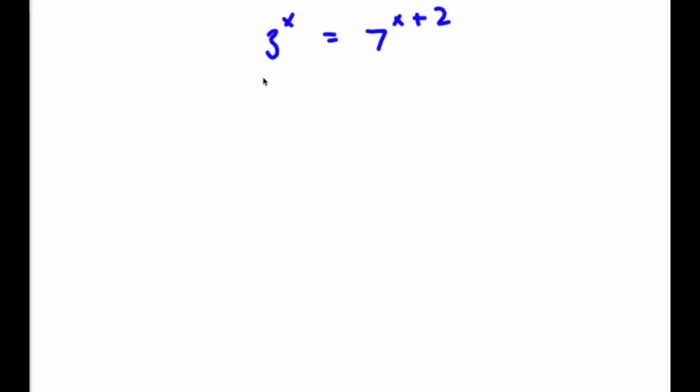In today's video, I'm going to be teaching you guys how to solve one of the hardest math Olympiad problems. Alright, so we have 3 to the power of x is equal to 7 to the power of x plus 2. Now, I actually have two methods of solving this problem. So let's first start with method 1.